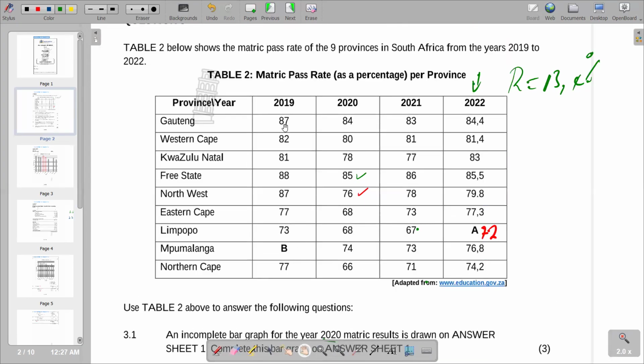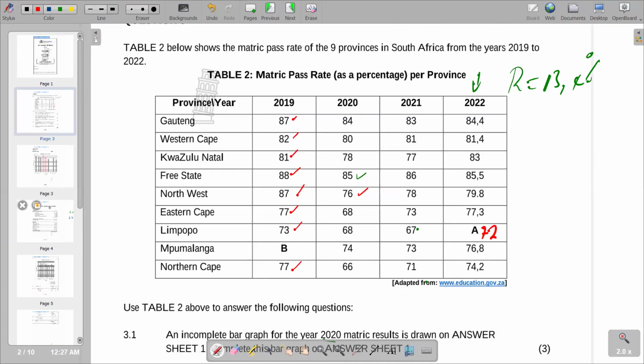So obviously, if we add everything in 2019, we cannot get the total since we don't have a B. So the B is the one that we want to find. So we'll start by adding 87 plus 82 plus 81 plus 88 plus 87 plus 77 plus 73 plus 77. And you see that the total that you are going to get there is going to be 652.